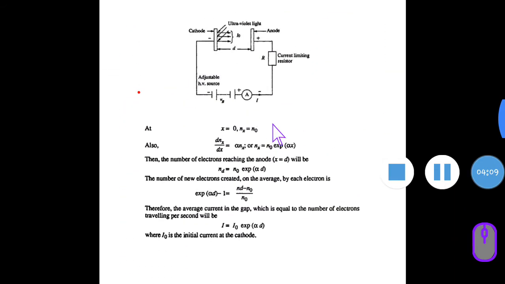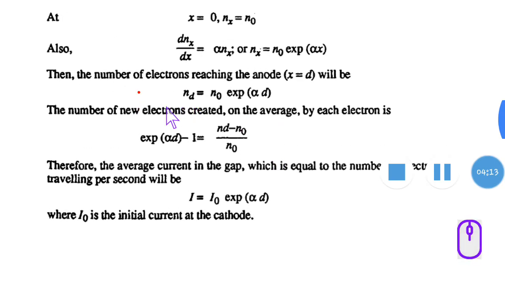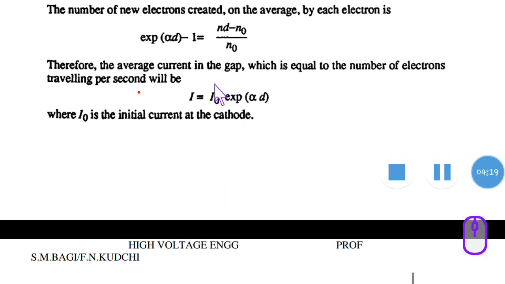Exponential alpha d. From this you have to get what is exponential alpha d. Therefore (Nd minus N naught) by N naught. So the final equation we are getting is I equals I naught exponential alpha d. This is the main equation. This is very important from the exam point of view and for problems also. Using this, I equals I naught exponential alpha d.